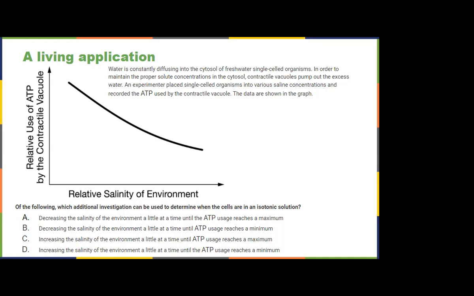So what was your answer? Ooh, D. So we're all over the place though, but you just agreed with that assessment, right? ATP usage is going down as salinity increases. Yeah. So that means increasing the salinity of the environment a little at a time until the ATP usage reaches the minimum, right? Okay. This is an AP type question. It's not like, which of the following is hypotonic? You know?